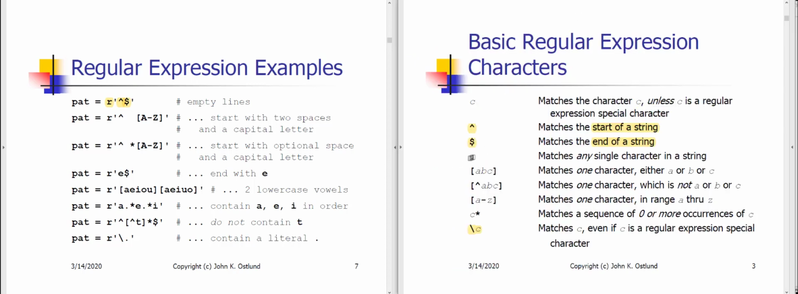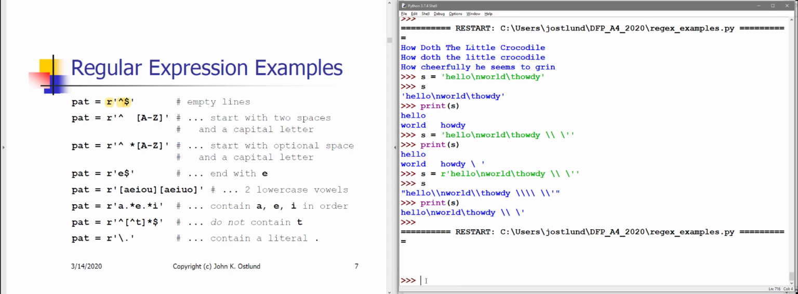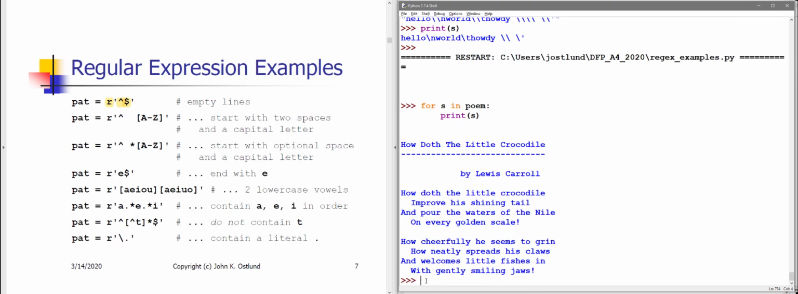Now, the dot matches any single character. And let me show you some examples of dot. Let's just display the poem first. For S in poem, print S. There we go, there's our poem.